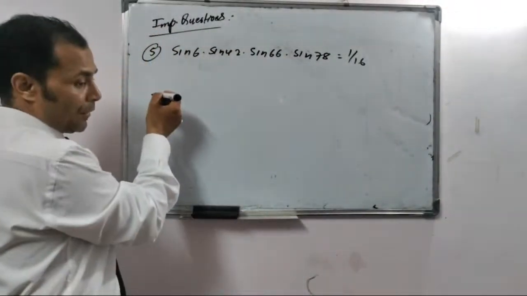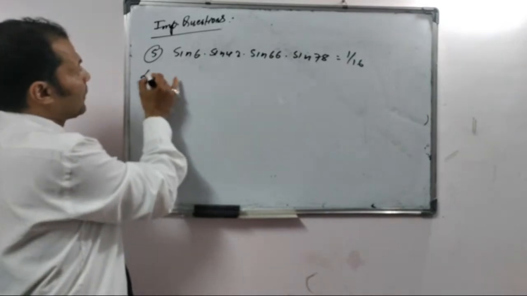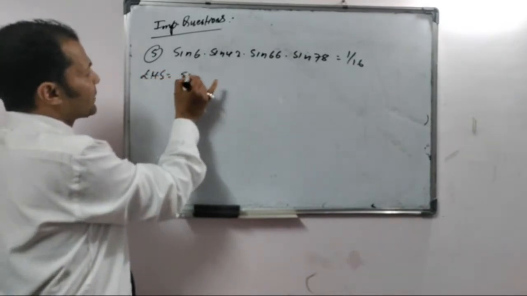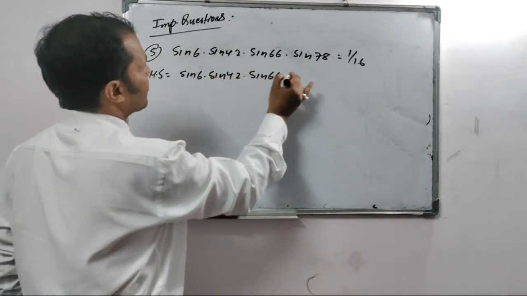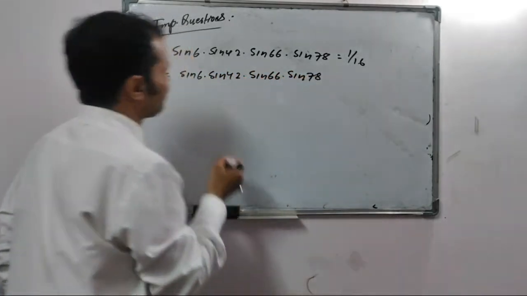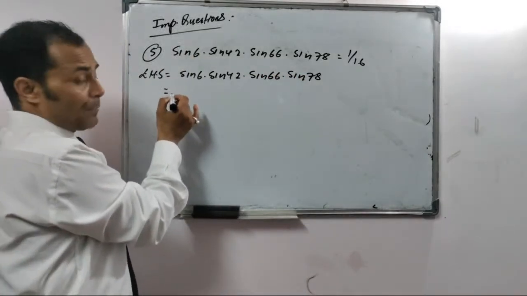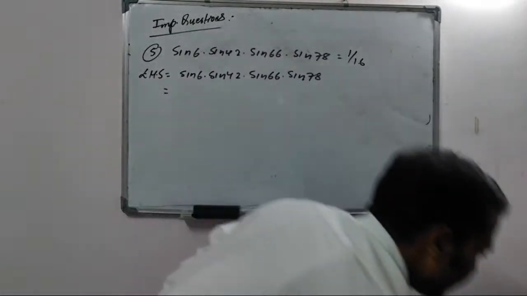Okay, now look here. So here, just go from LHS: sin 6, sin 42, sin 66, sin 78. Look here, अब मैले के गर्छु, just what I'm doing is, यहाँ refresh गर्दै एकपल्ट.